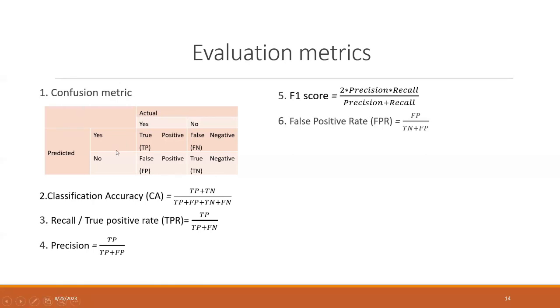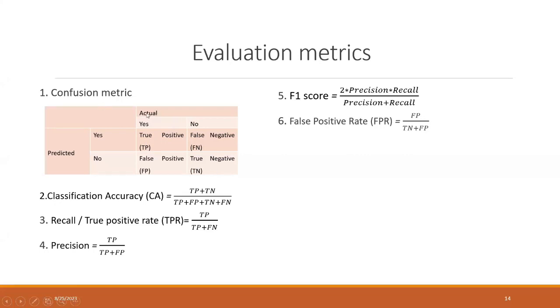This is for a two class problem. Our data set has three classes: iris versicolor, iris virginica, and iris setosa. This confusion matrix is only for two classes. It is very easy to explain, that's why I've taken the example of two classes. So the correctly classified are true positive and true negative.